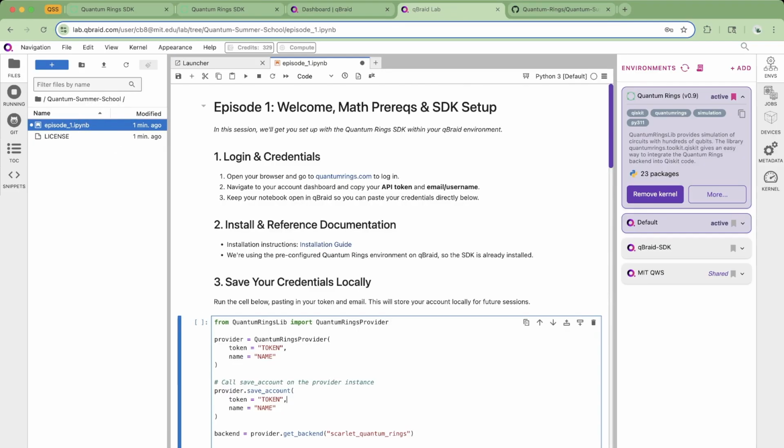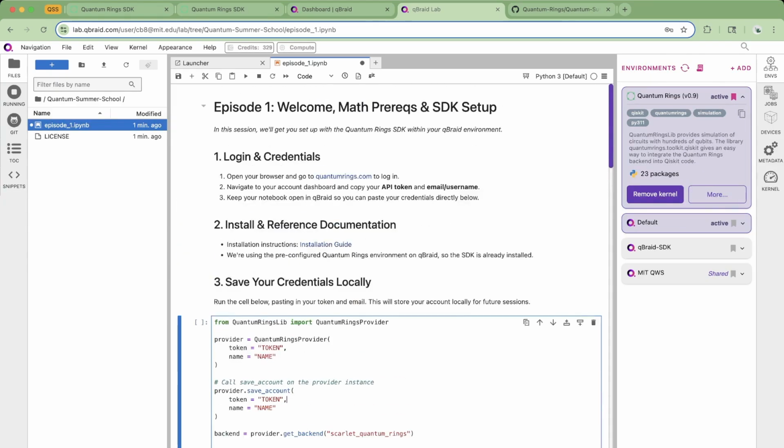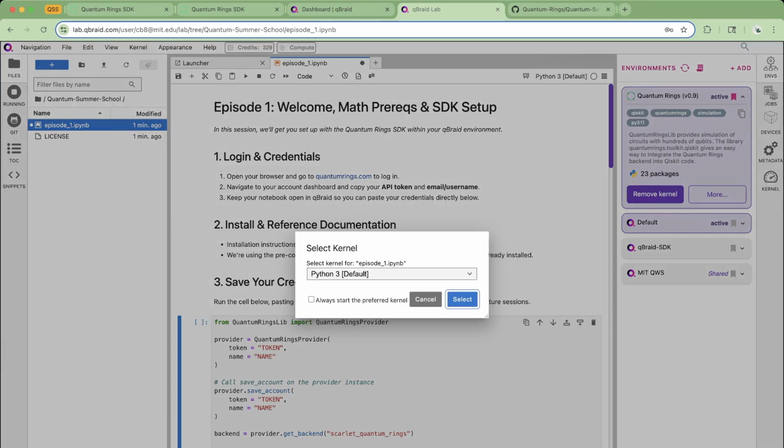So here, there's the same information as before, going to Quantum Rings to log in, but you should have already done that. And then if you want to work with Quantum Rings locally on your machine, you can do that. But throughout this course, I will be working in Qubit just to make things a bit easier, and that may also be easier for you as well. So now we have our notebook open, and we want to change our kernel to be the Quantum Rings one.